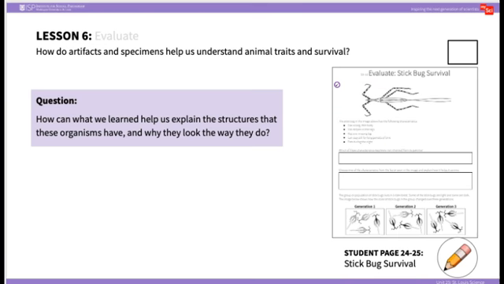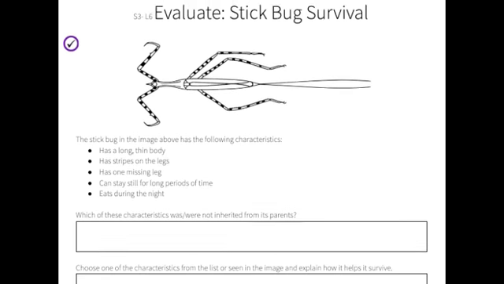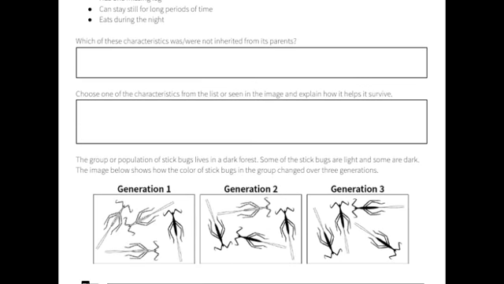In the Evaluate portion of this lesson, students will complete a formative assessment going over how organisms inherit a variety of traits and how these traits can help them to survive. They will use the phenomenon of the structures that a stick bug has to answer the following questions. They'll discuss traits inherited from the stick bug's parents, and then traits that help that stick bug to survive.